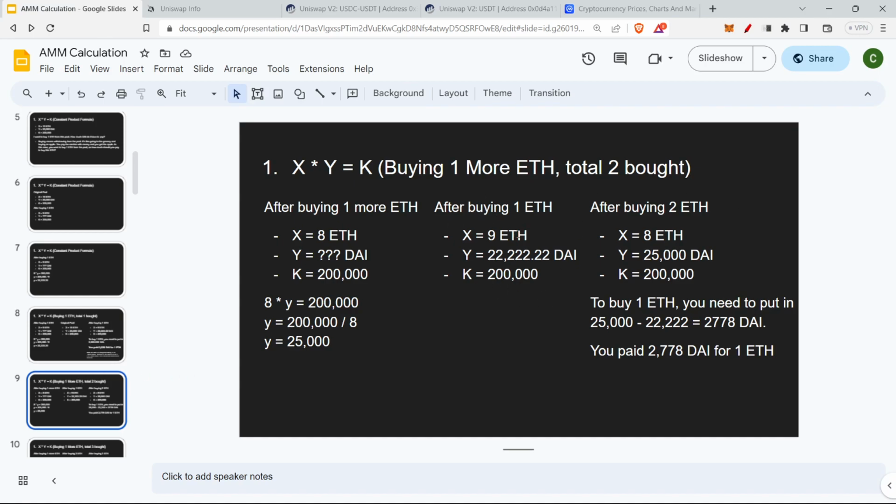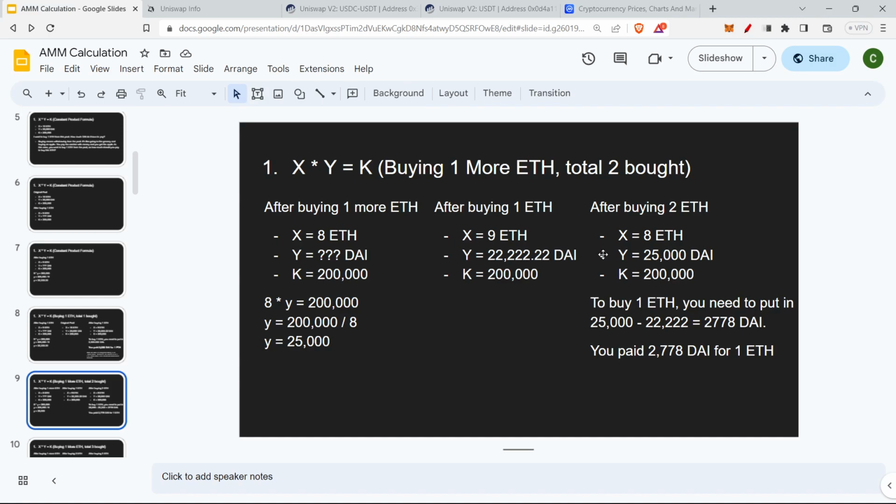This was the liquidity pool after buying one ETH: 9 ETH and 22,000 DAI. You want to buy one more ETH, so you take away one more from 9, which is 8. And how do you calculate the y? Same thing. You move the 8 over and you divide by 200,000 and y gets you 25,000. So after buying one ETH, y becomes this amount. After buying two ETH, y becomes this amount.